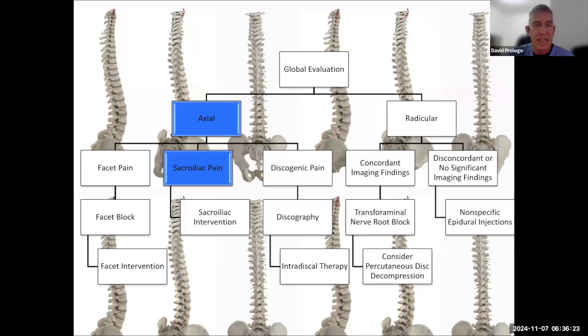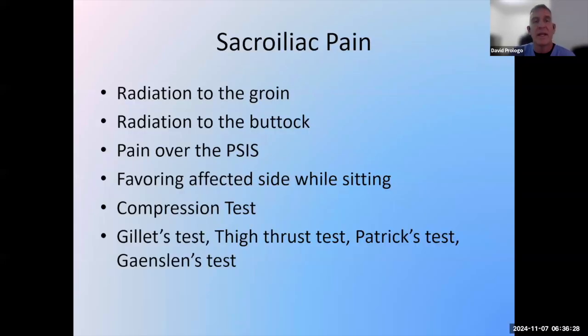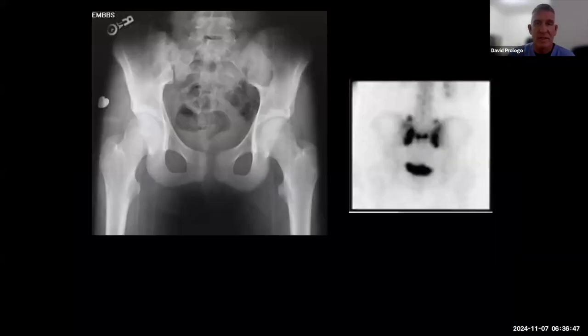Other things to consider on the axial side are sacroiliac pain. Sacroiliac pain is really pain over the posterior superior iliac spine. People will point to this, and I think we haven't had anybody who really was a slam dunk or didn't have some other cause for their pain, but it's important to keep the differential diagnosis in mind.